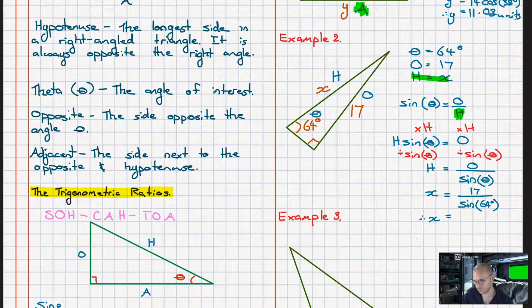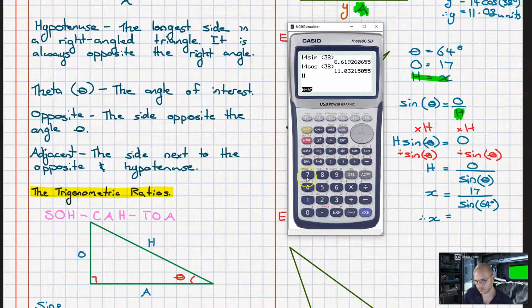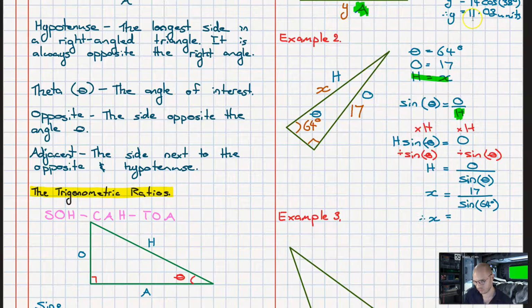Now it is time to shine by putting these values in our calculators. So we're going to go 17 divided by sine 64. That's going to yield a value of 18.914, or 18.91 units.